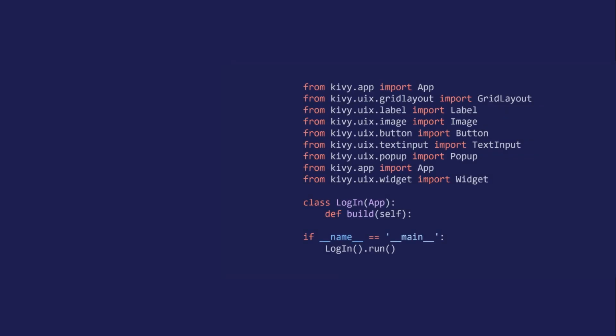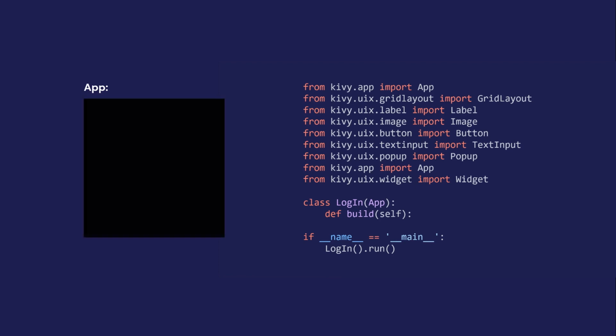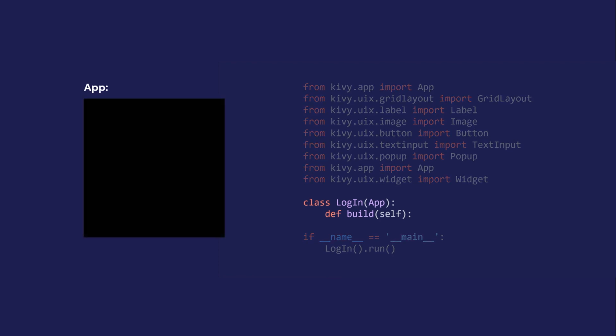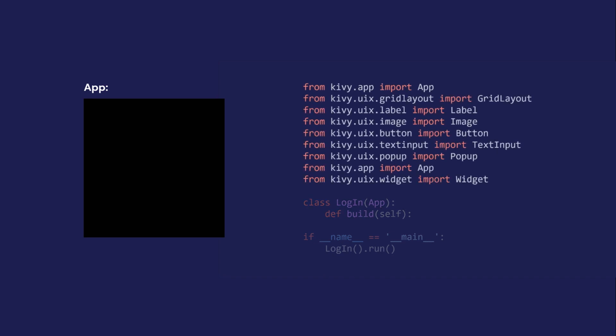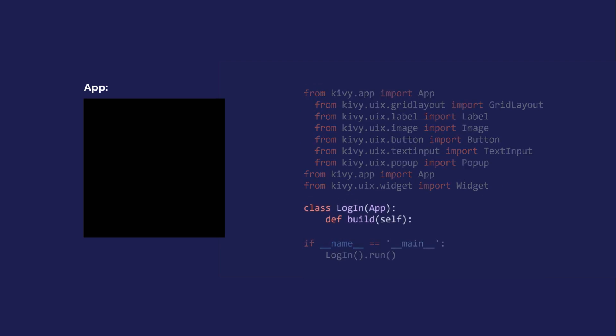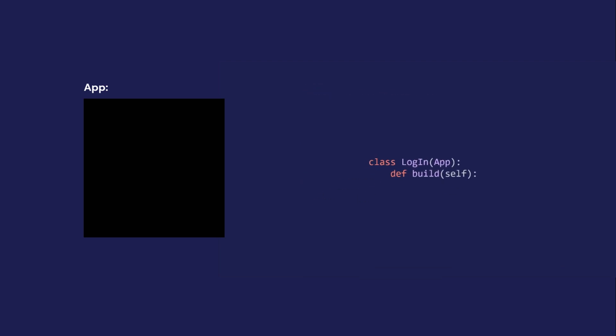Now we want to make a main.py file and paste in the following starter code, which will be available on GitHub. Here we've defined a class for our page, login, which inherits from the app which we imported above. We also installed some UI packages from Kivy like labels and buttons, which we'll use later. Inside of our build method, we can start writing our code for our app.